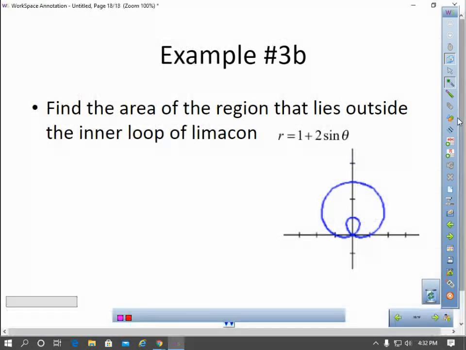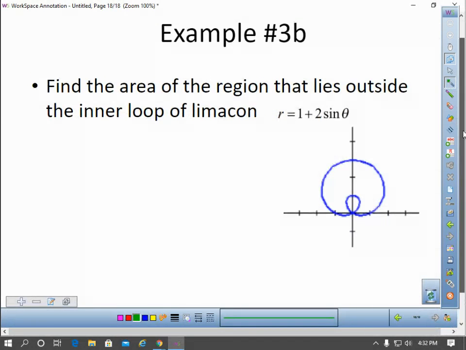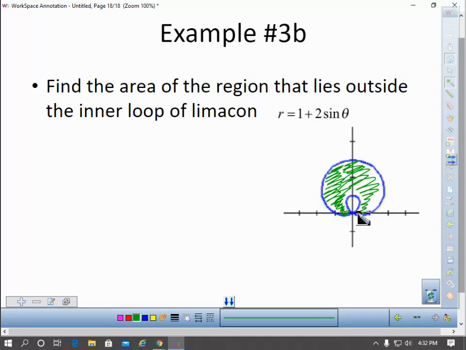All right, we want to find part B, the area of the region that lies outside of the loop this time. So in part A, we found the area of just the loop. Now let's find the area outside the loop, and that includes these little slivers down there at the bottom too. So I want the area outside the loop of the limaçon.